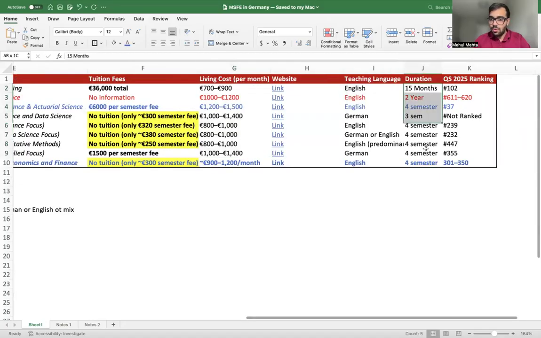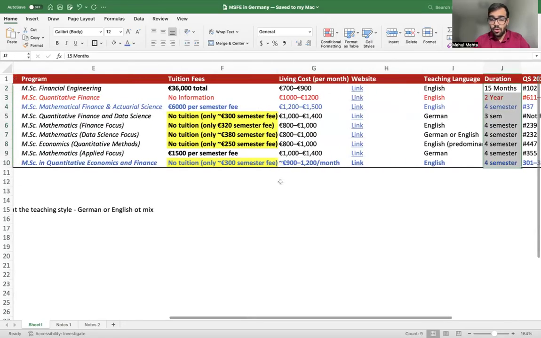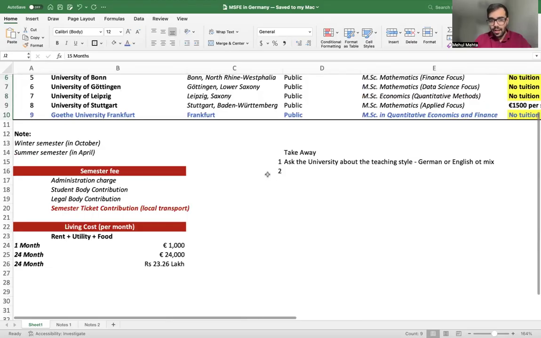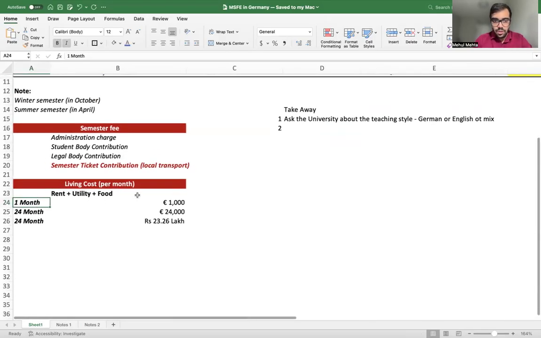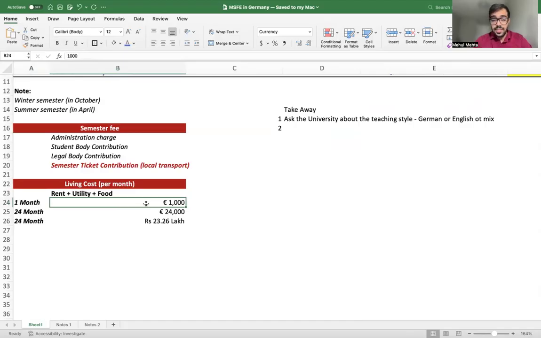Most of these programs are 4 semesters long, which is 2 years. So let's do a quick calculation. Every month you have to pay 1000 euros on average, irrespective of the university. All the programs are 24 months, which is 2 years, so you would pay 24,000 euros. It translates to almost 24 lakh rupees. So even though people say the master's degree is free in Germany, you still have to pay close to 24 lakh rupees just for the living cost, for 2 years.